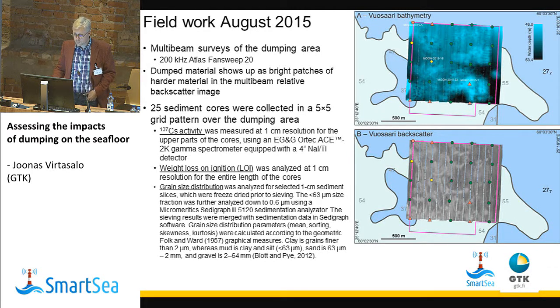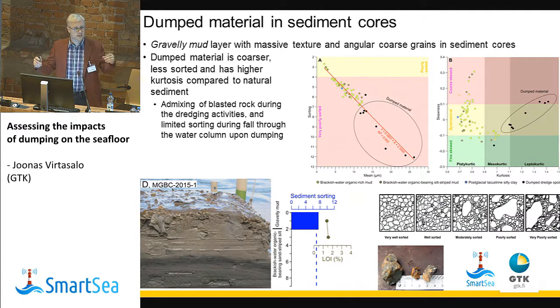So how does the dumped material look in the sediment cores? Normally it is present as a layer of gravelly mud. In this particular core, it's a superficial layer about 2 centimeters thick, and it has a massive texture and angular coarse grains. These here are really sharp, angular grains.